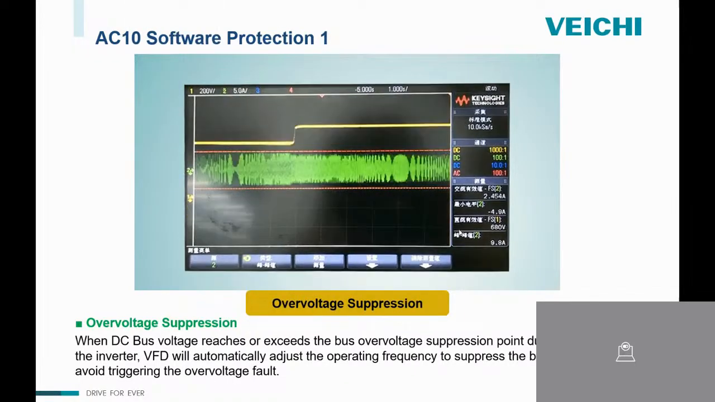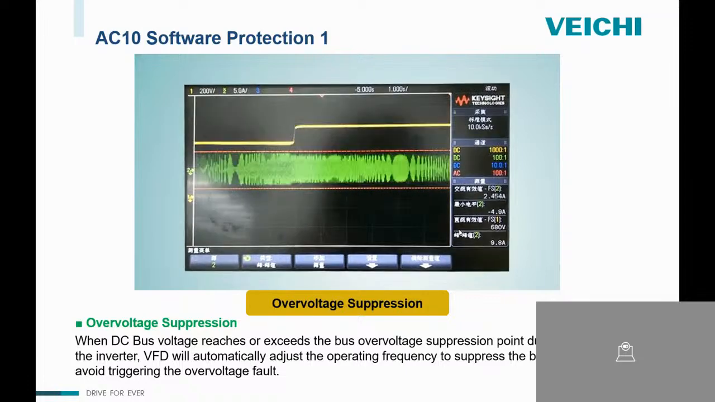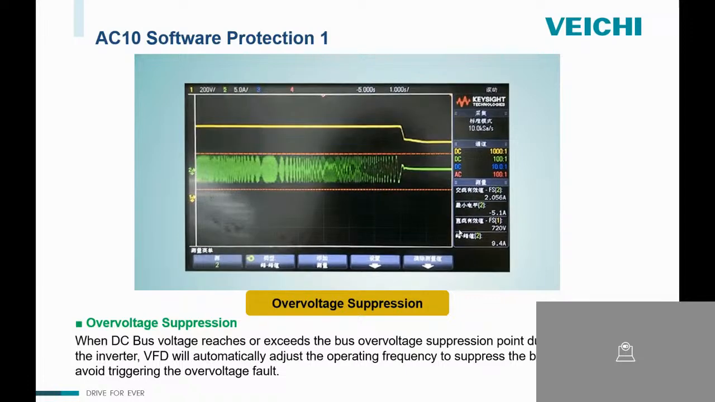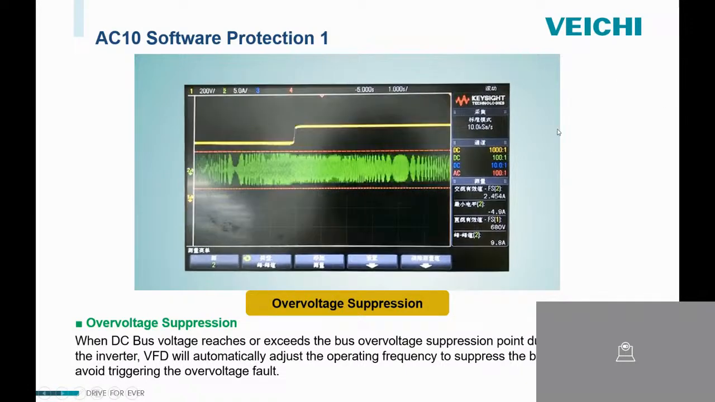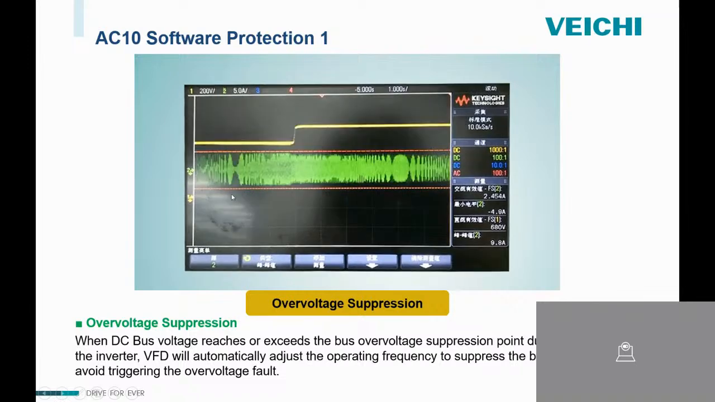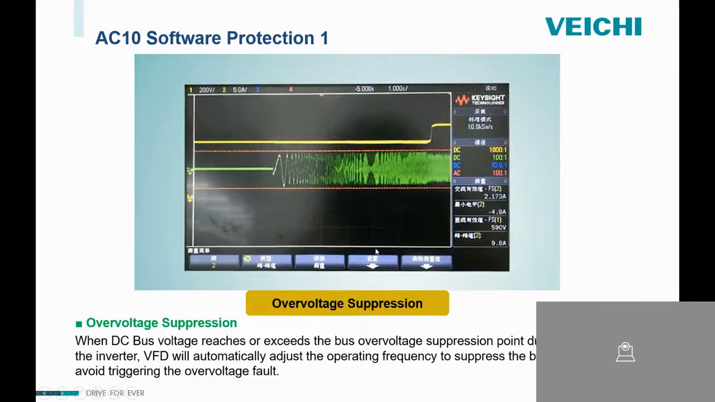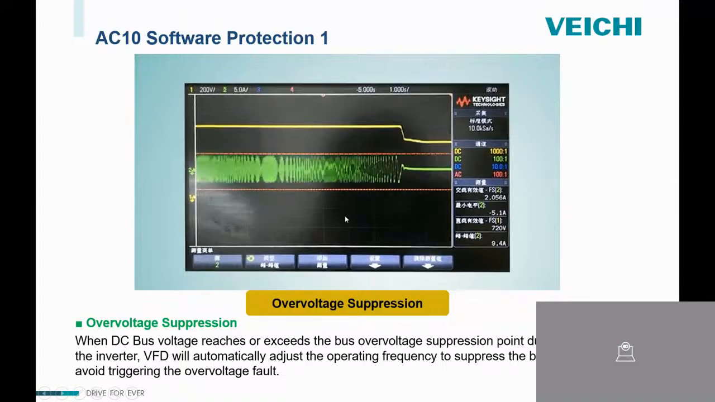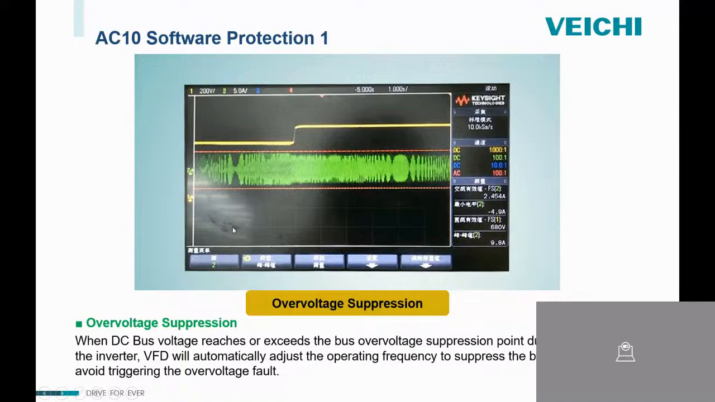So now let me introduce our overvoltage suppression function. So how does it work? First, when the bus voltage reaches or exceeds the overvoltage suppression point, the system automatically adjusts the operating frequency to prevent further voltage rise, ensuring the AC drive avoids overvoltage fault.